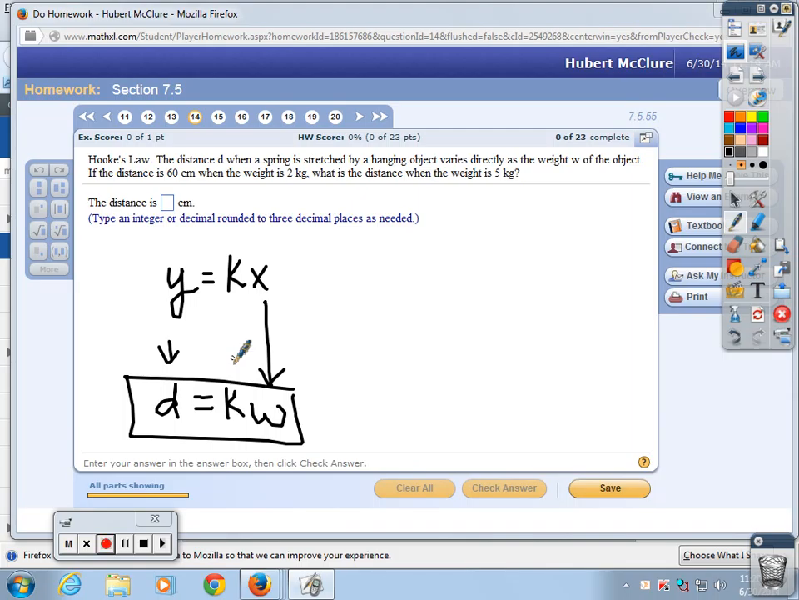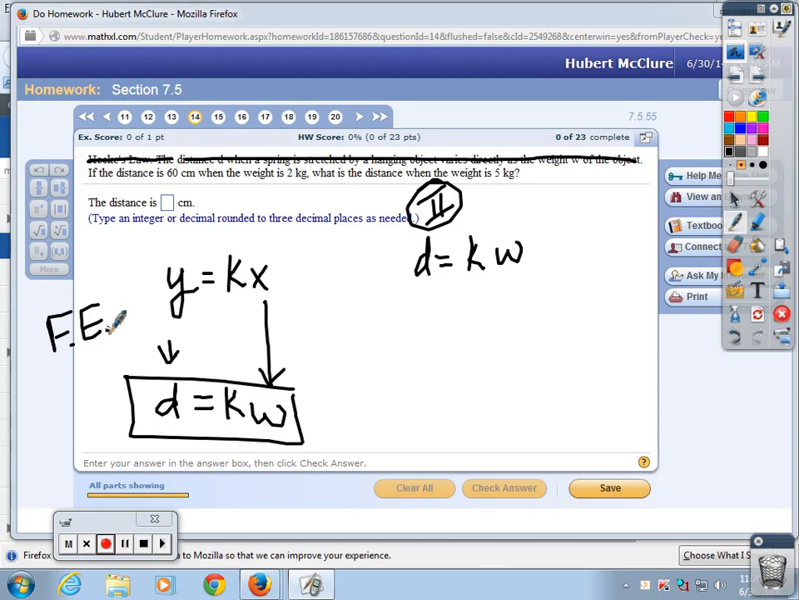All right, now, so we've done this part. Here's this part right here. So that's that. Now part 2, we'll take D is equal to K times W. This is part 2. This is finding the equation.